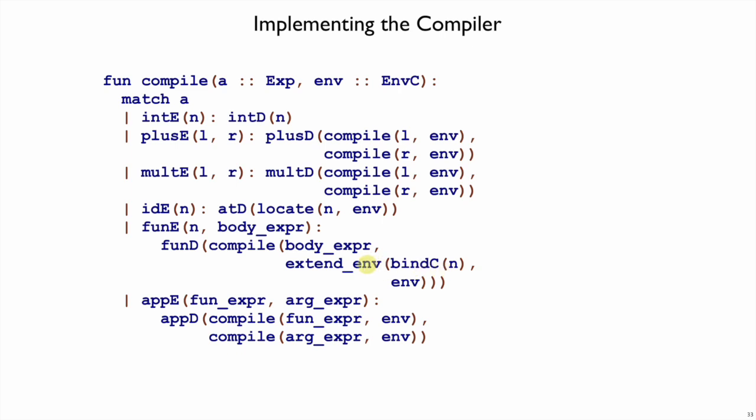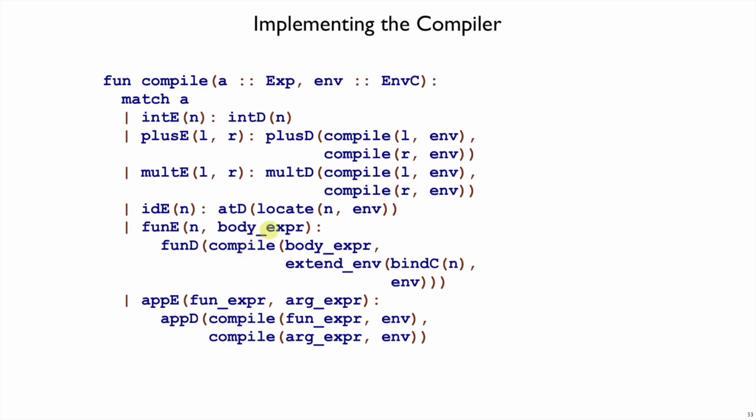So here I'm using extend_env, which is really just cons, to extend a compile time environment, and I extend it with bindc just having a name. So the bindc constructor is the compile time variant of bind. It has only a name and no value because we don't get values until we interpret. And we don't need the value anyway, we just need the name to figure out where it's going to be in the environment. Meanwhile, function calls are just like plusy and multi, you just compile the sub-expressions in the same environment.